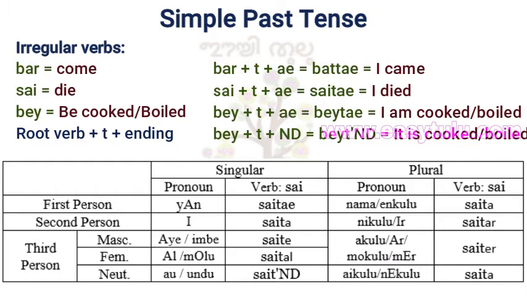Yanu saita, I died. E saita, you died. I or imbe saite, he died. Alu or molu saital, she died. Au or undu saitandu, it died. Nama or enkulu saita, we died. Iru or nikulu saitar, you died. Akulu, mokulu, aru or mir saitir, they died. Nekulu or aikulu saita, they died.